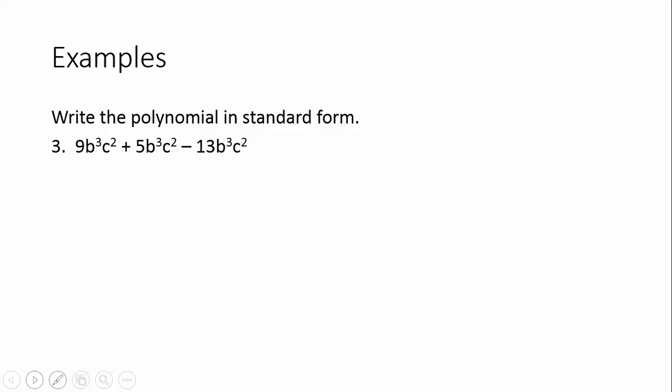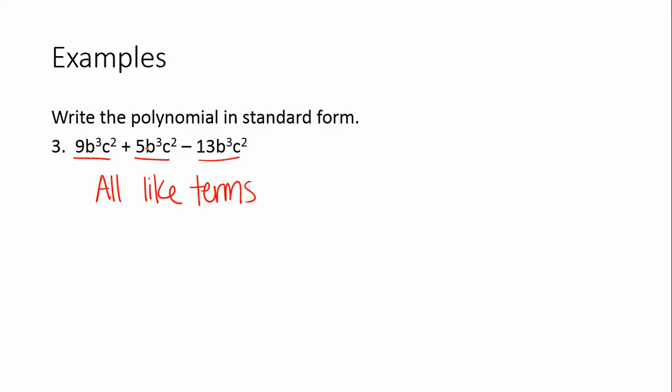Try this one on your own as well. We have 9b cubed c squared plus 5b cubed c squared minus 13b cubed c squared. Hopefully you're recognizing that these are all like terms. They're all like terms because they have the same variables with the same exponents. So now we just need to combine them.